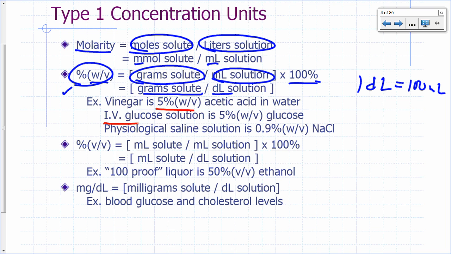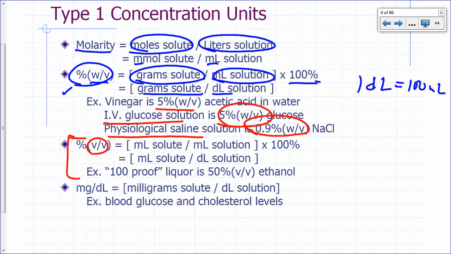Now, an intravenous glucose solution is also 5% weight by volume glucose. Physiological saline solution is 0.9% weight by volume sodium chloride. Another commonly used unit for concentration, particularly common in cases where you have a mixture of liquids, such as alcohol and water, is percent by volume, so that's what that V/V means.